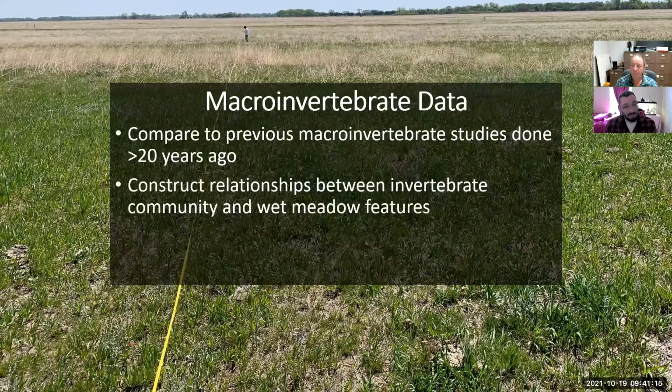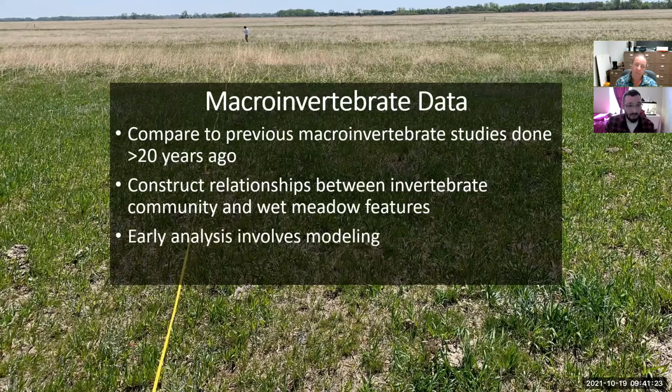As I said in my objectives, we want to construct relationships between invertebrate community and wet meadow features. That's why we're collecting so much environmental data at each of these sites. And my early analysis, which I'm going to talk about a bit later on today, involves modeling. In particular, I'm using Bayesian generalized linear models early on to just look at relationships between these communities and these environmental factors.